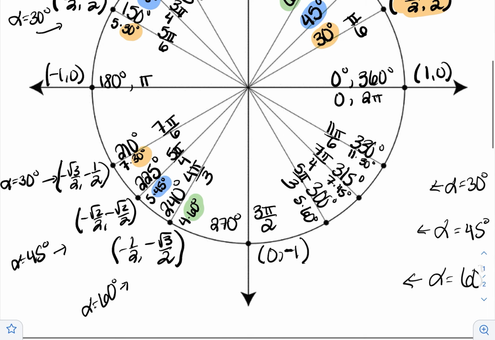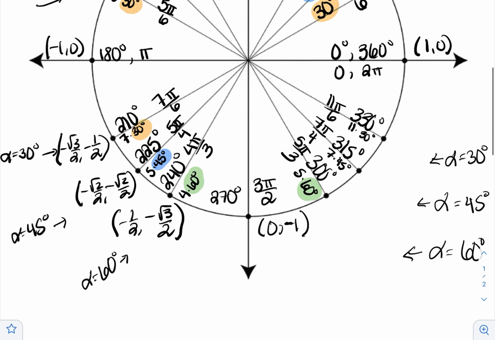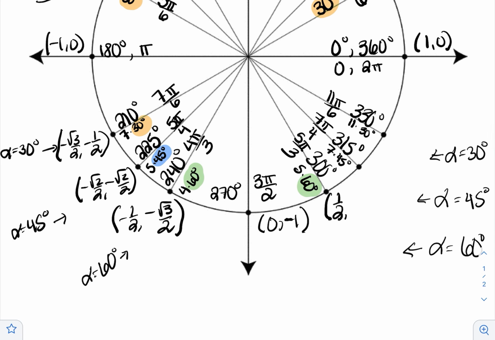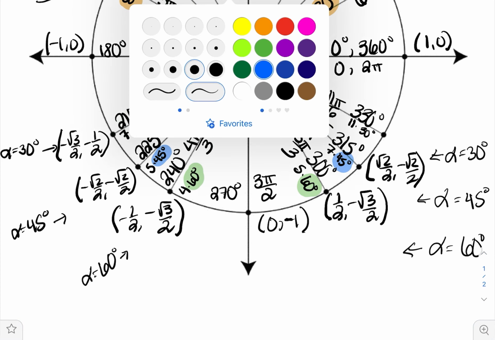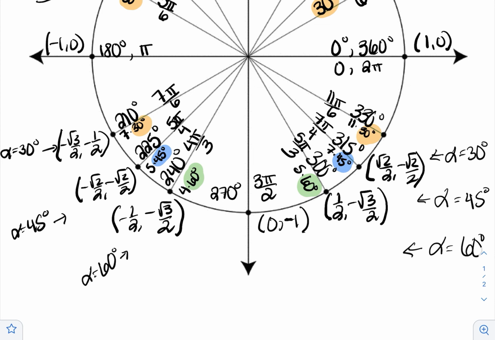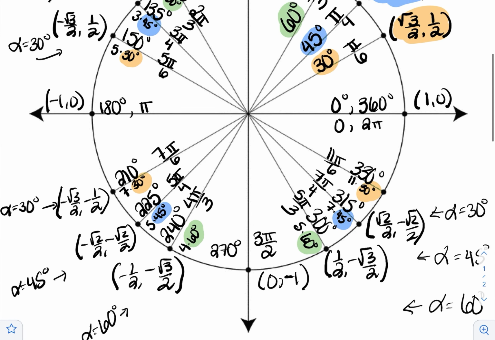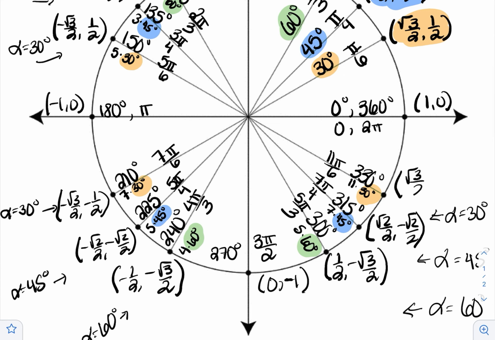Let's use our color coordination again. I'll start with green. So I'll do the 60 degrees first. That's 1/2, radical 3 over 2. But in quadrant 4, only the y is negative. So it's a positive 1/2, a negative radical 3 over 2. Okay, next I'll do 45 degrees, which is radical 2 over 2, radical 2 over 2. But the y is going to be negative now. The x is positive, y is negative. And last but not least is 330 degrees, which has a reference angle of 30 degrees. So it will be a positive radical 3 over 2 and a negative 1/2.